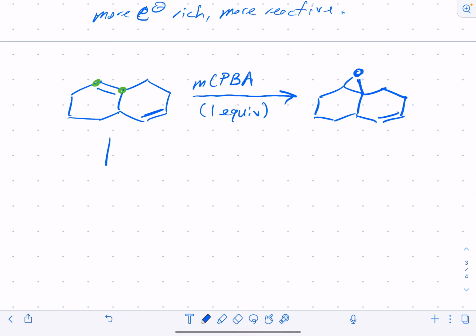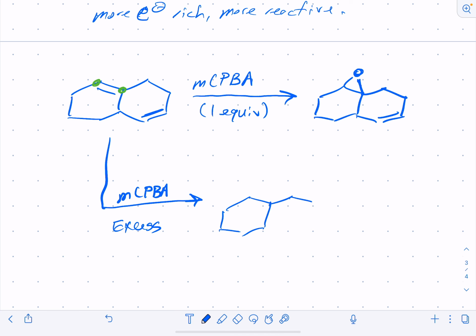Now all bets are off if I throw in enough MCPBA, right? Because remember, we're just dealing with rates here, relative rates. If I throw in an excess amount of MCPBA, I can react both alkenes. And so I would actually get what we would call a di-epoxide. So it all depends on how much material, how much reagent you add relative to the diene system that you're trying to react. But again, this is for isolated dienes.